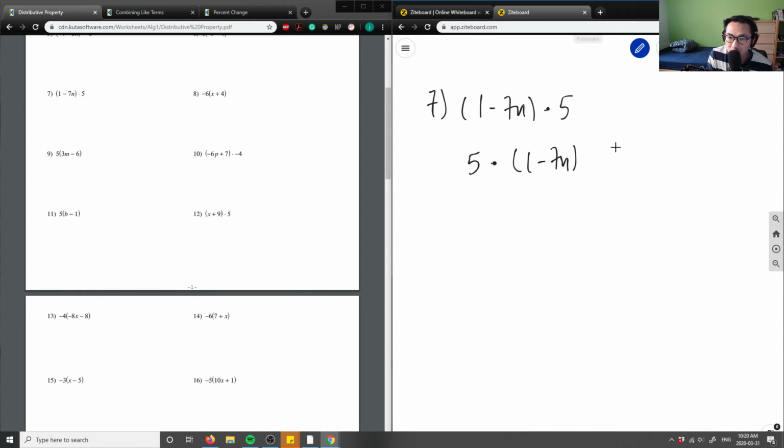So we have 5 here. It's going to multiply to this 1, and then it's going to multiply to this -7, right? So what's our answer in this case? Well, we have 5 times +1 just equals 5. 5 times -7, positive times negative, would equal -35. And I'll just have to add the n, right? So just -35n. So it's 5 minus 35n will be our answer for number 7.